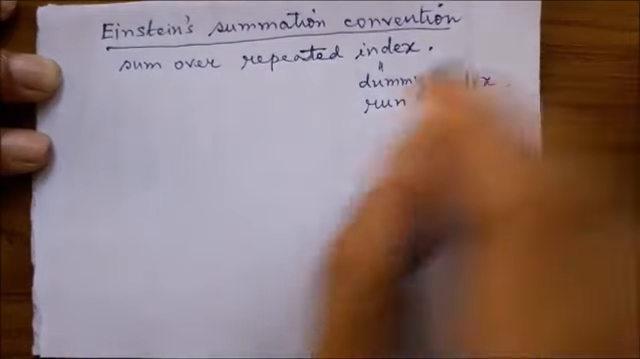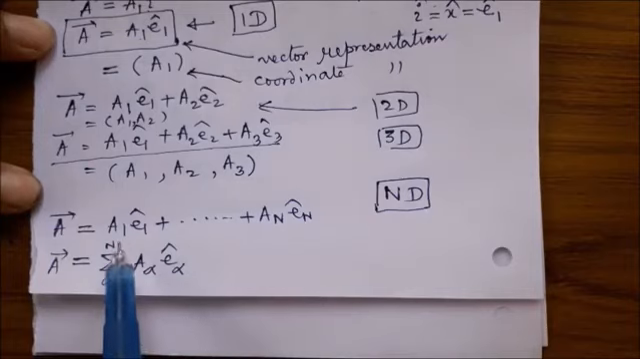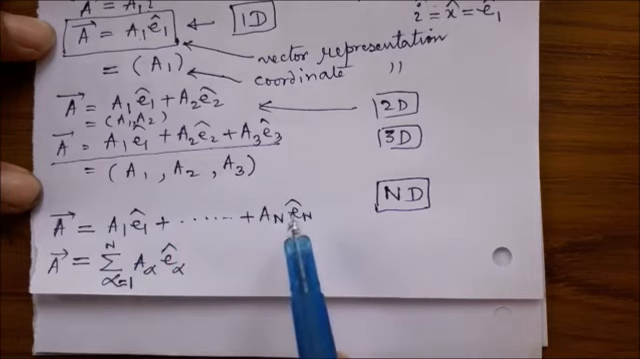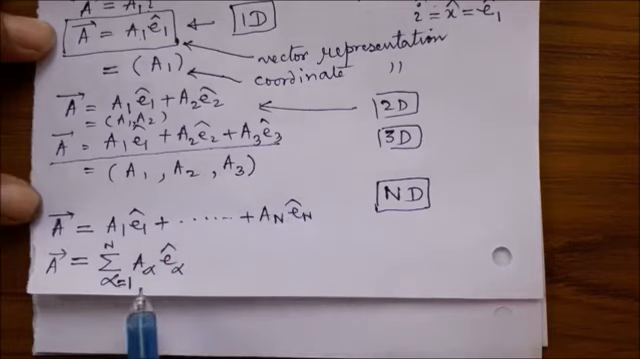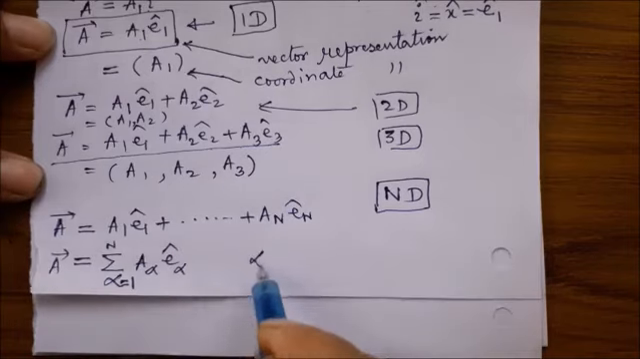Let us illustrate. Here we are putting alpha equal to 1 to get this term, alpha equal to 2 to get the second term, and alpha equal to n to get the last term. Now alpha is the dummy index or run index.